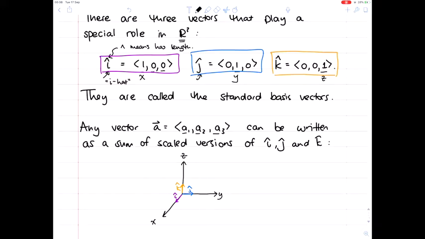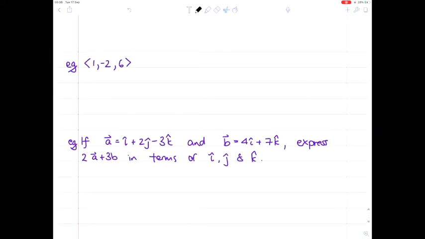So let's look at an example of that. So we have the vector 1, minus 2, and 6. So if you remember what this says: go 1 unit in the x direction, 2 units in the minus y direction, or you could say minus 2 units in the y direction, and then 6 units in the z direction.